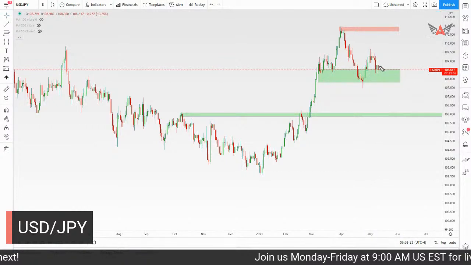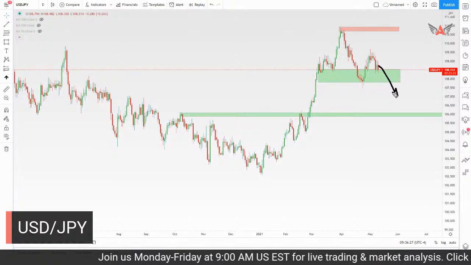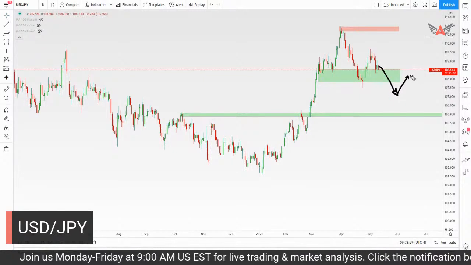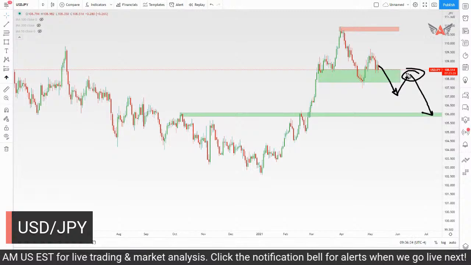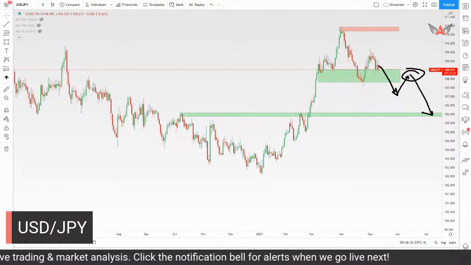But for me, a bigger signal would be, if you're looking at dollar yen for the short side, if you're very bearish on this, something like this would be more interesting, selling the retracement, something like that. So that's what I'm looking at on USD JPY.